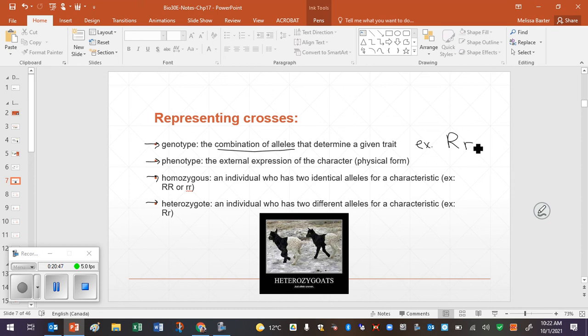Phenotype, same thing as genotype. I'm not going to ask you what is the definition of phenotype, but I might ask you, what is this organism's phenotype? So you need to know what the word means. Phenotype is the external expression of the character, so its physical form. So for example, me saying that the pea plant has a round shape, that's its phenotype. That's what it looks like.